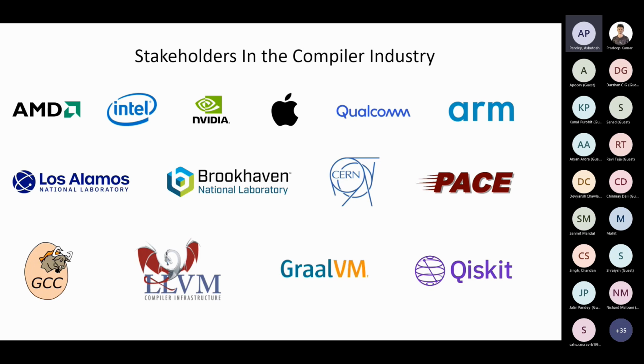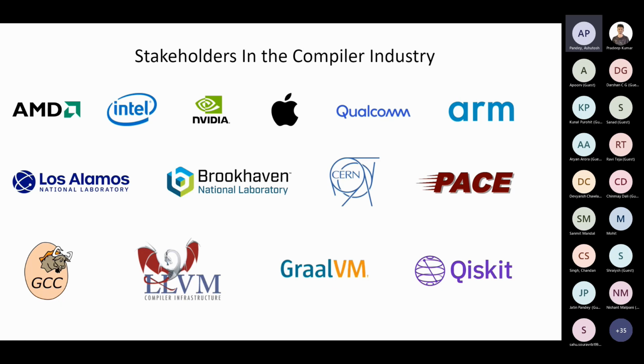Then there are national labs and scientific institutions such as LANL, BNL. There's CERN. This is the same CERN that created the World Wide Web, and the same CERN that houses the Large Hadron Collider. They have their own programming language called Root, and they need to analyze terabytes upon terabytes of data. So they also have use for compilers. Then there are specialized labs such as the PACE lab in IIT Madras, and there are other labs in other IITs and other colleges that specialize in compilers.